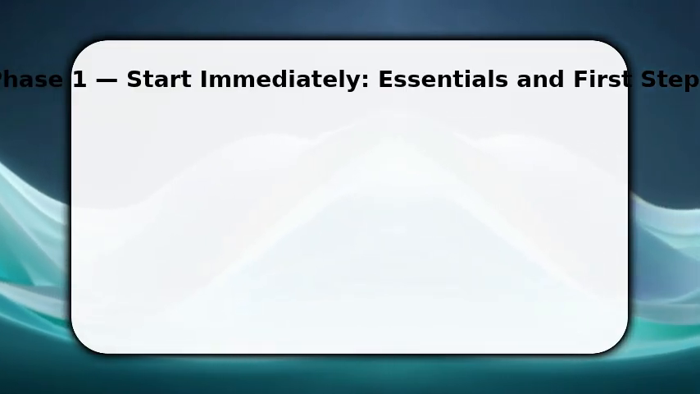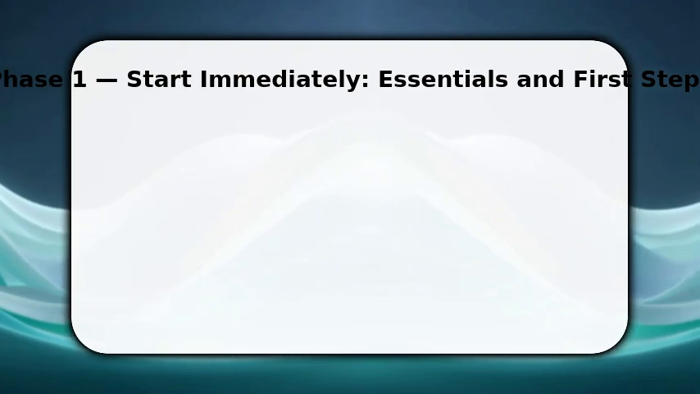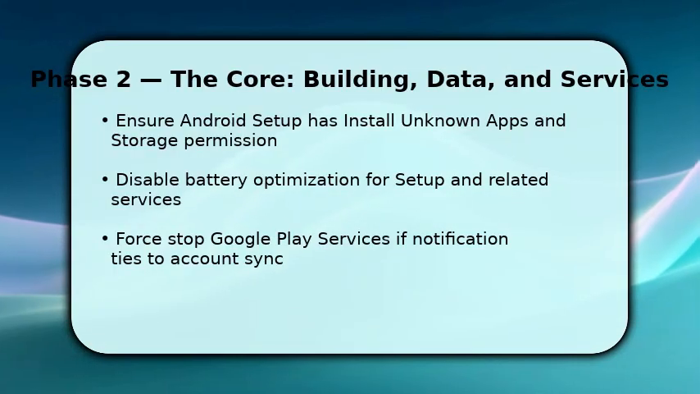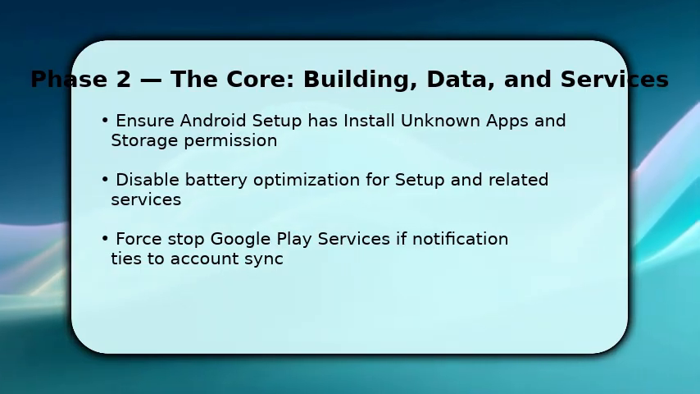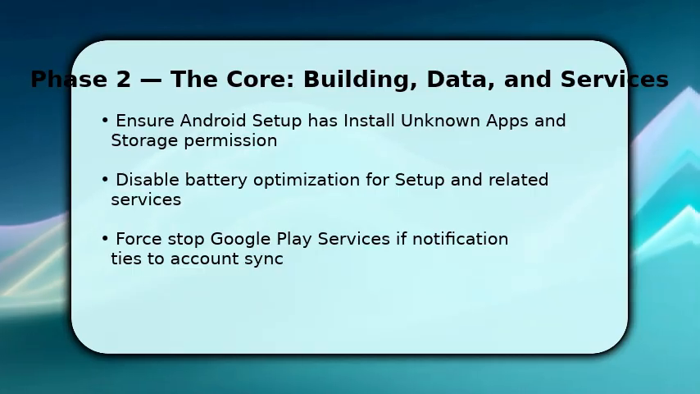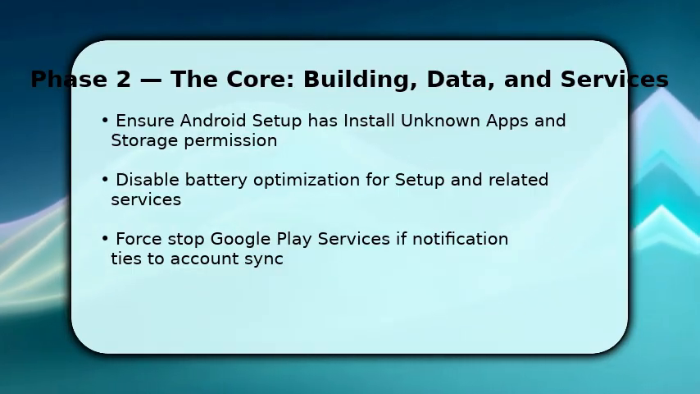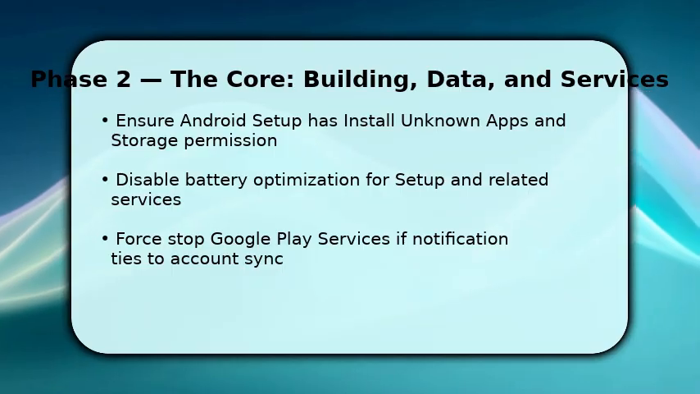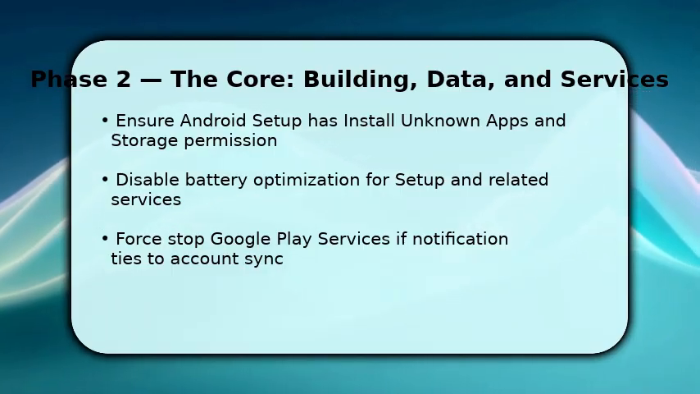Now handle permissions and background controls. Go to Android Setup and grant required permissions like storage and install unknown apps so the wizard can access files and update. Then open battery settings and exclude Android Setup and related services from optimization. Otherwise, the system may kill the process mid-task.